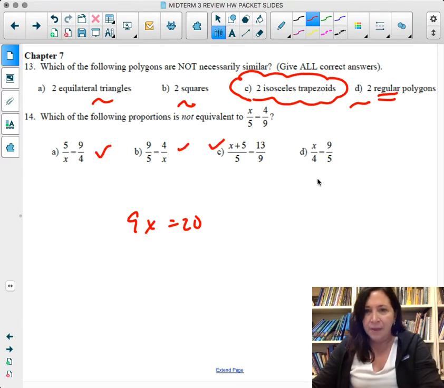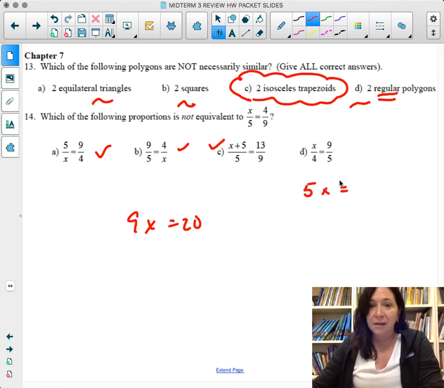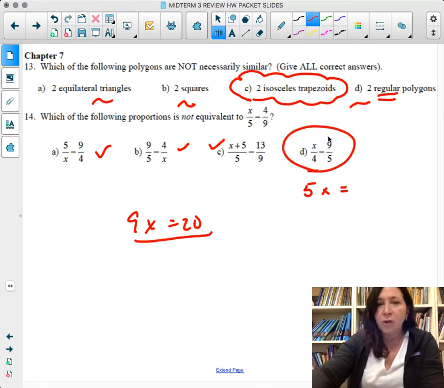Let's try this one. If I cross multiply, I get 5x equals something different, and this is obviously not the same. So these are not equivalent.